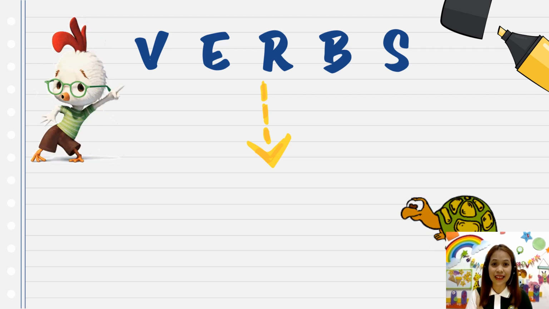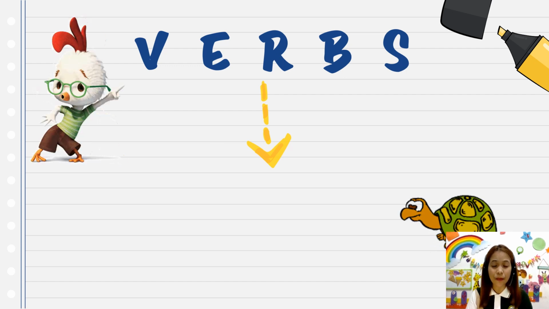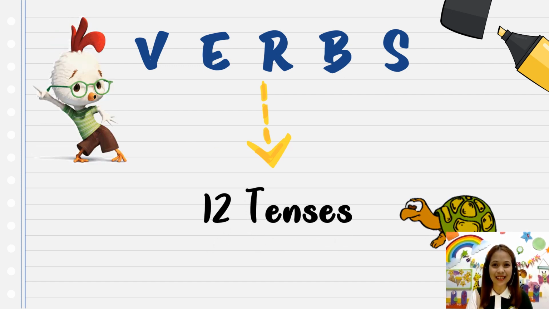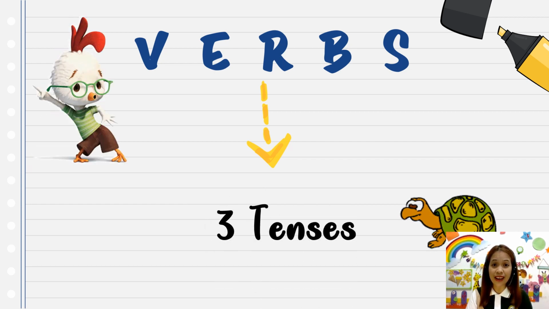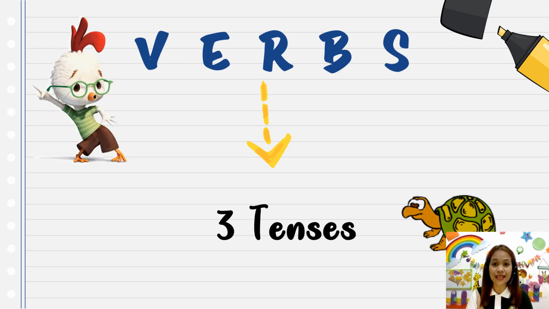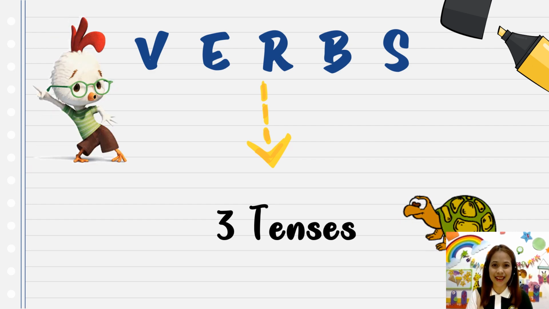A verb is an action word. And did you know that it has 12 tenses? Yes, it has. But today, we will learn only the 3 tenses: simple present, simple past, and simple future tense.